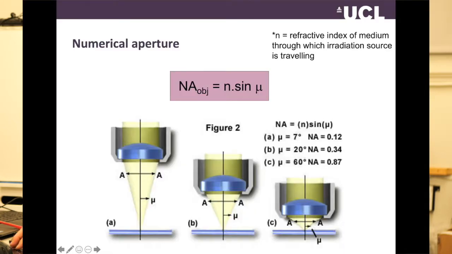So, on the slide, there's just a diagram that I've nicked from the internet to show you what the numerical aperture actually is. It's related to the physics of the lens. And essentially, it's given by the equation in the pink box. N is the refractive index of the medium through which the light is passing. I'll come back to that in just a second.